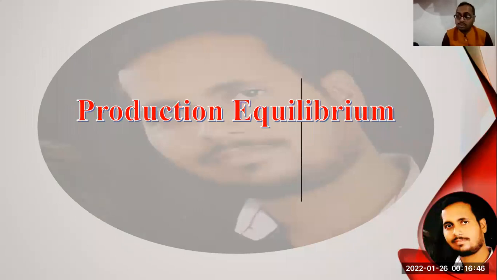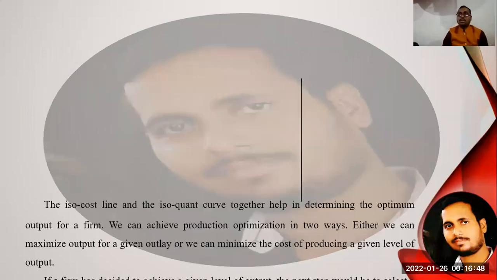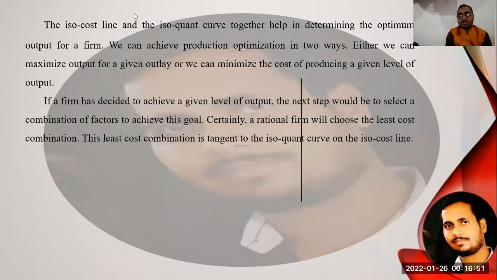See, before discussing it with the diagram, we must put down some statements. The IsoQuant and IsoCost curves together help in determining the optimum output of a firm. We can achieve production optimization in two ways. Either we can maximize output for a given outlay, or we can minimize the cost of producing a given level of output.